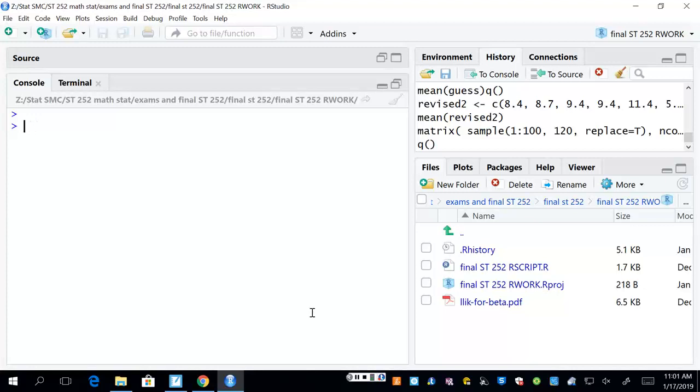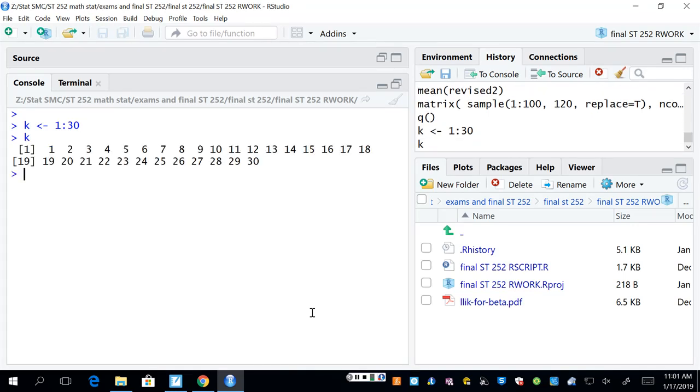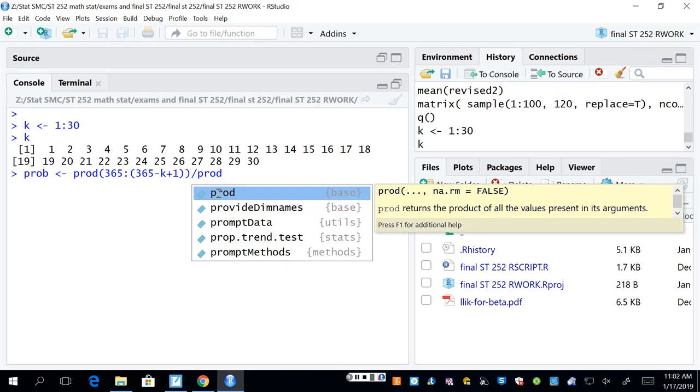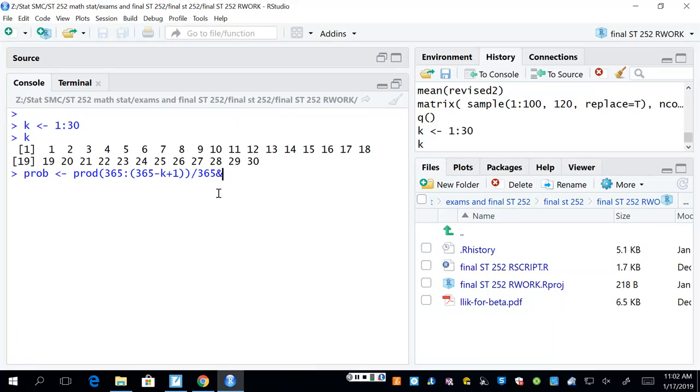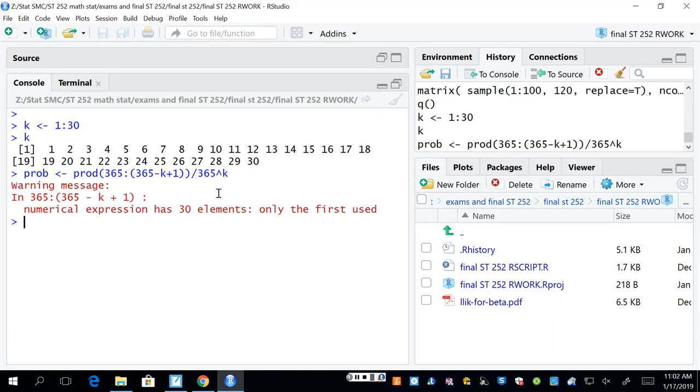So 1 minus, so k, if we can do, say, the numbers through 30. When you get a homework or something like that, you'll get some sample code. But you can make a vector of this number here, right? So our probability, and that little backward arrow means assign, like save that number in there. Well, there's a product command. So 365, you can go downwards too, right? 365 minus k plus 1, right? We want the product of that. And the denominator is the product of 365 raised to the kth power.